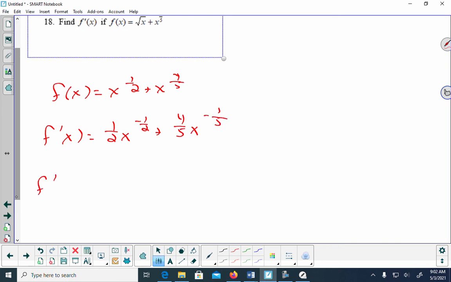And then I wonder, I wrote it as 1 over 2x to the 1/2 plus 4 over 5x to the 1/5. And I left it like that. I'm going to be perfectly honest, I left it like that.